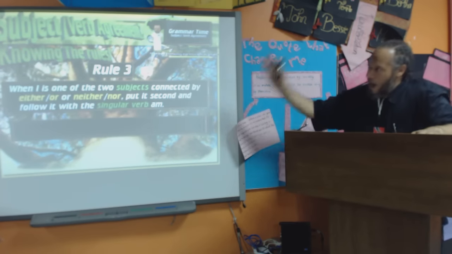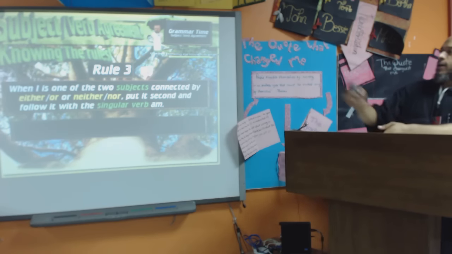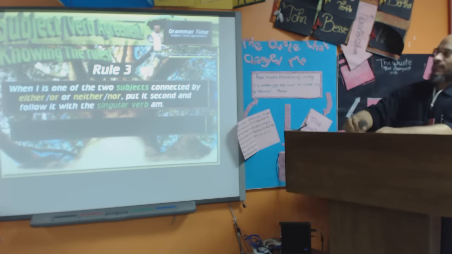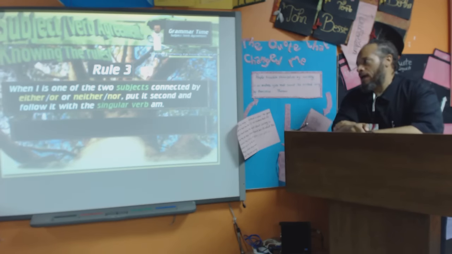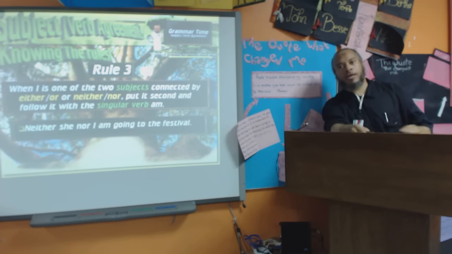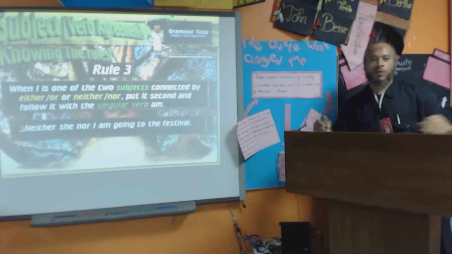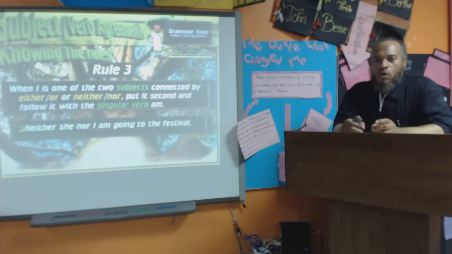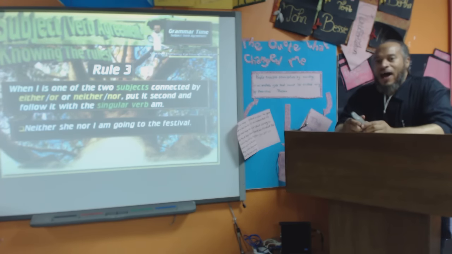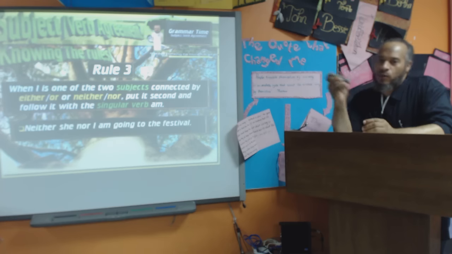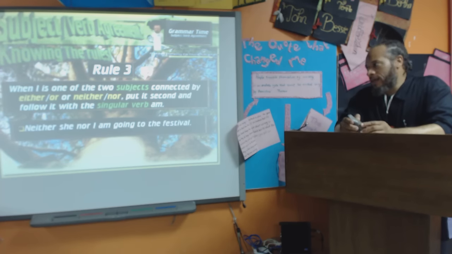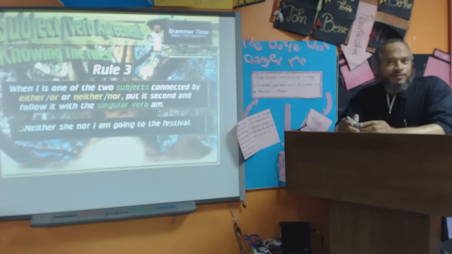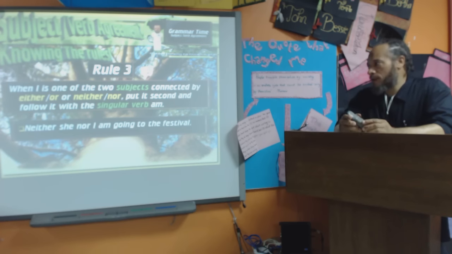Three. When I is one of two subjects connected by either/or, put it second and follow it with a singular verb, am. So let's look at this. Neither she nor I am going. So there's a certain way you have to structure the sentence when you are using this formula. If I is one of the subjects, you have to put I second, followed by am. So we're not going to say neither I nor she am, or she is. No, we have to structure it in that way.